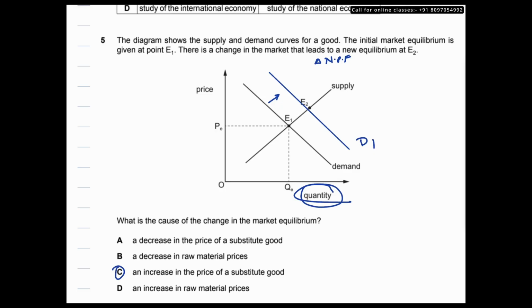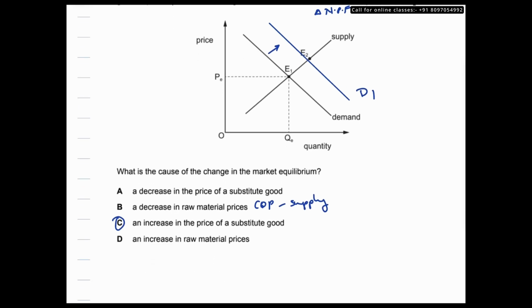what the diagram shows. The second option reads a decrease in the price of raw materials, which is basically a segment that is going to impact the cost of production and hence the supply of the commodity, not the demand, correct? Likewise, an increase in the price of raw materials is similar to B, just the opposite of it. So again, it is going to impact the cost of production and hence the supply. So C is the correct answer for this question.